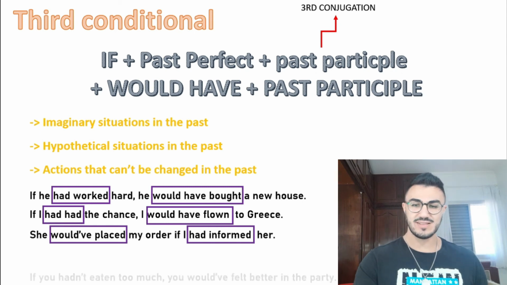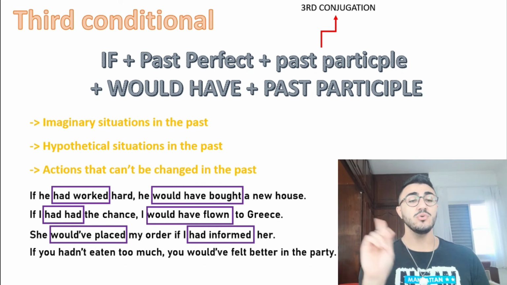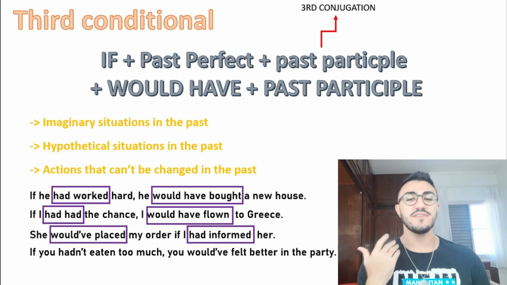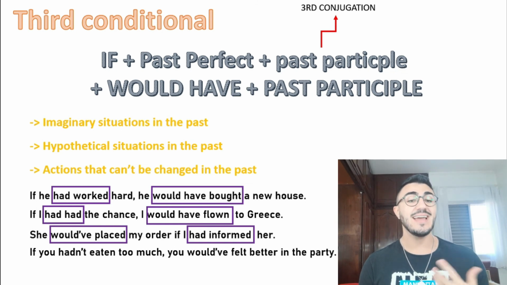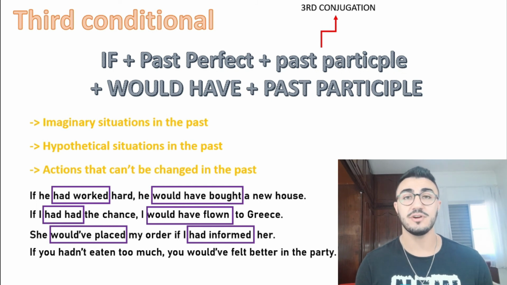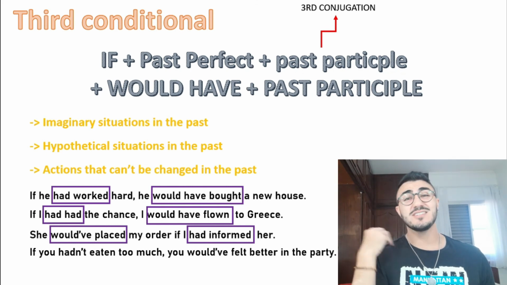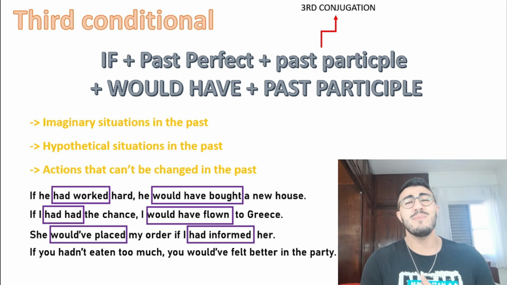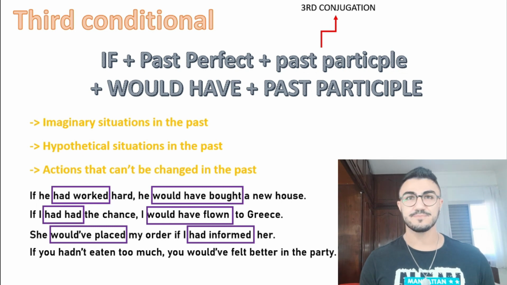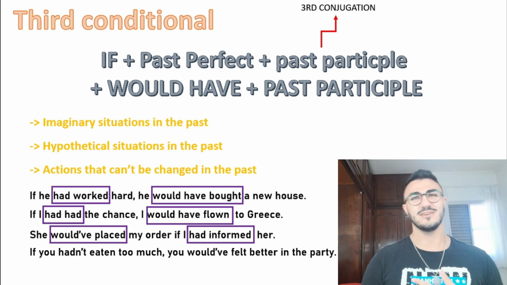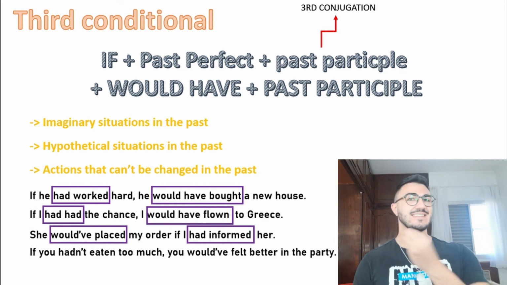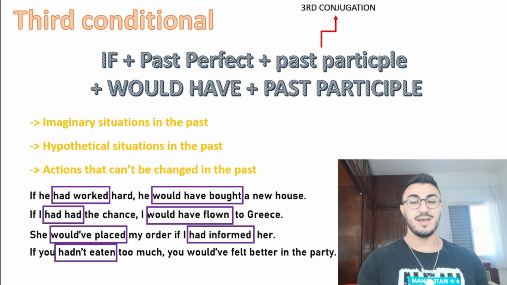Okay? Great. Next. If you hadn't eaten too much, you would have felt better at the party. So if you hadn't eaten too much, you would have felt better at the party. Okay? So what do I understand? That you ate too much at the party, so you felt really bad because you were full, you couldn't enjoy the party. So this is what I understand by the sentence, that you ate too much and you felt really bad because you were full. You know? So if you hadn't eaten too much, you would have felt better at the party.